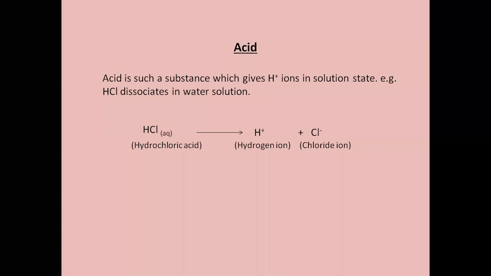Acid is such a substance which will give us H plus ion. Yes, every acid is going to contain hydrogen atom. It is always necessary. Every acid is going to contain hydrogen ions, and it is going to show its presence only in the solution form, that is, when it is mixed with water.